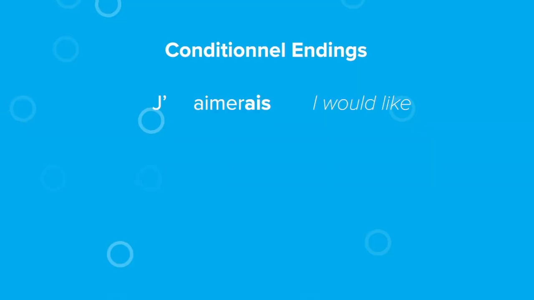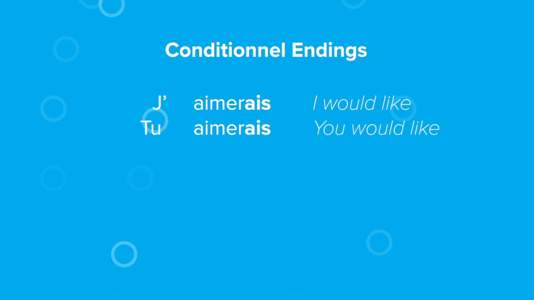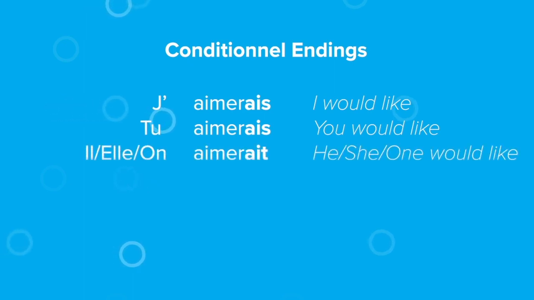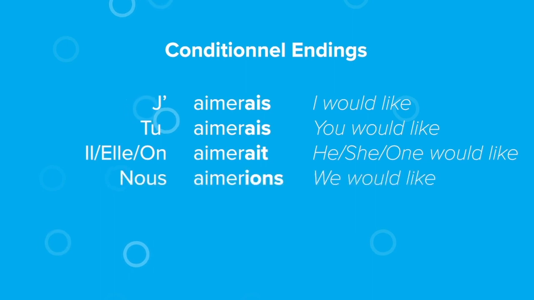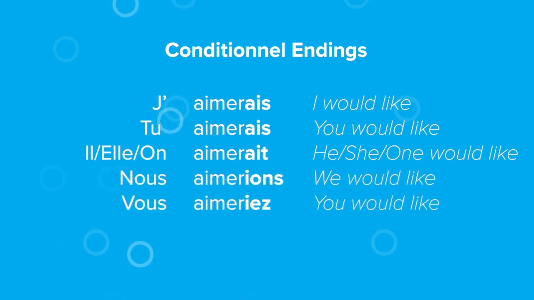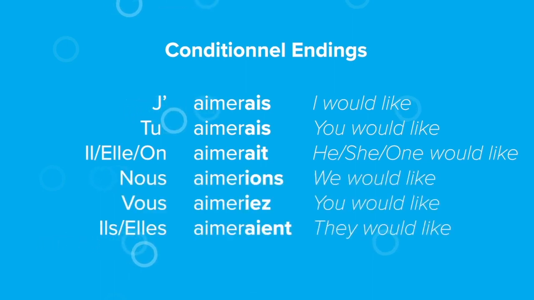And then, remember how I said these verb tenses build off of each other? The endings for conditionnel are simply the endings that you used in imperfect. J'aimerais, AIS. Tu aimerais, AIS. Il, elle, aimerait, AIT. Nous aimerions, IONS. Vous aimeriez, IEZ. Ils, elles, aimeraient, AIENT.